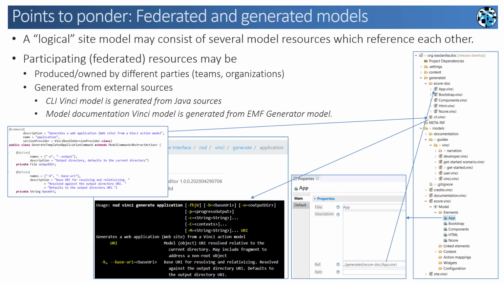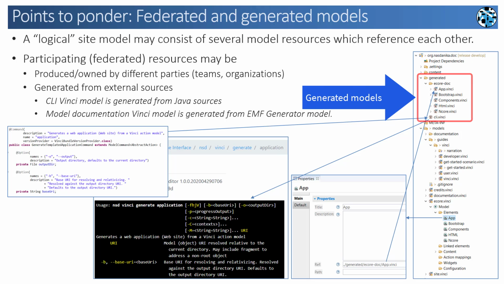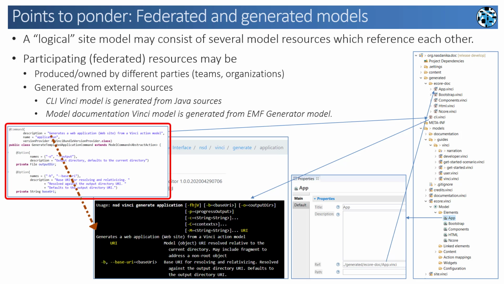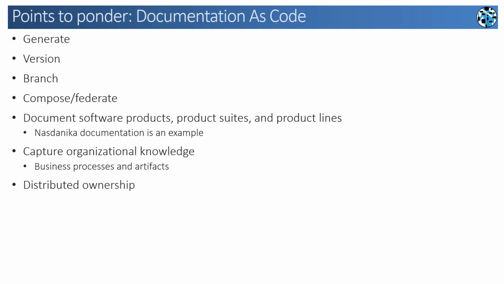Models can reference each other, and one logical model can consist of multiple model files or resources. Some of those resources can be generated and some can be created manually. It has already been mentioned that the Nasdanika documentation site is generated from several Vinci models, with a number of them being generated from other data sources, EMF models and Java sources. One of Vinci applications is documentation as code.